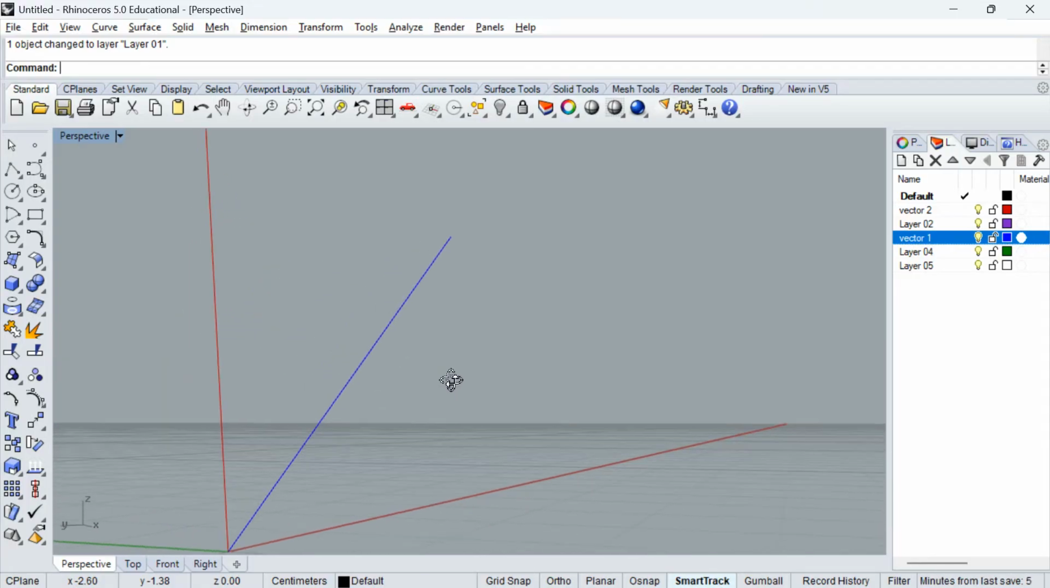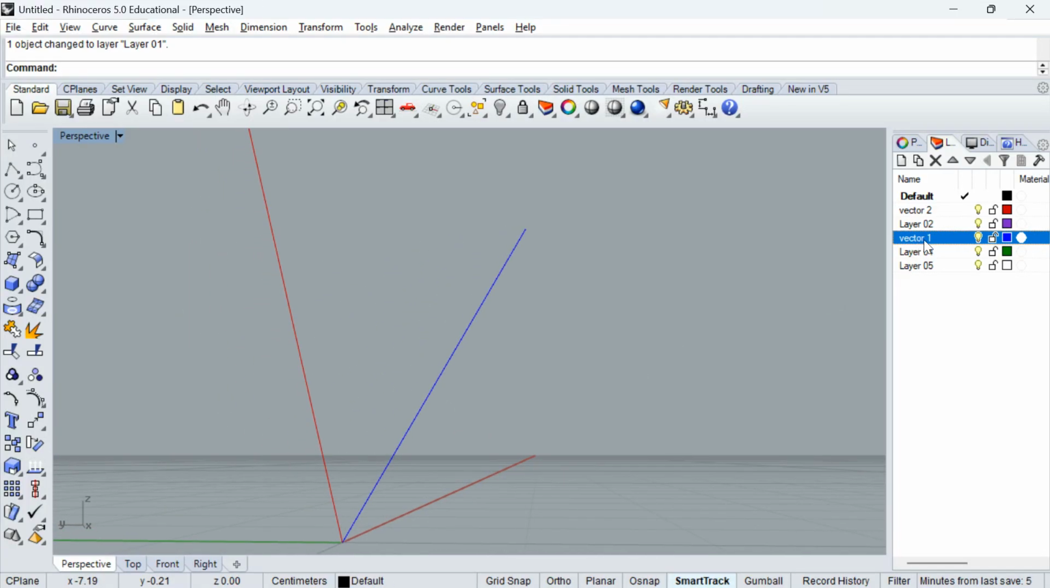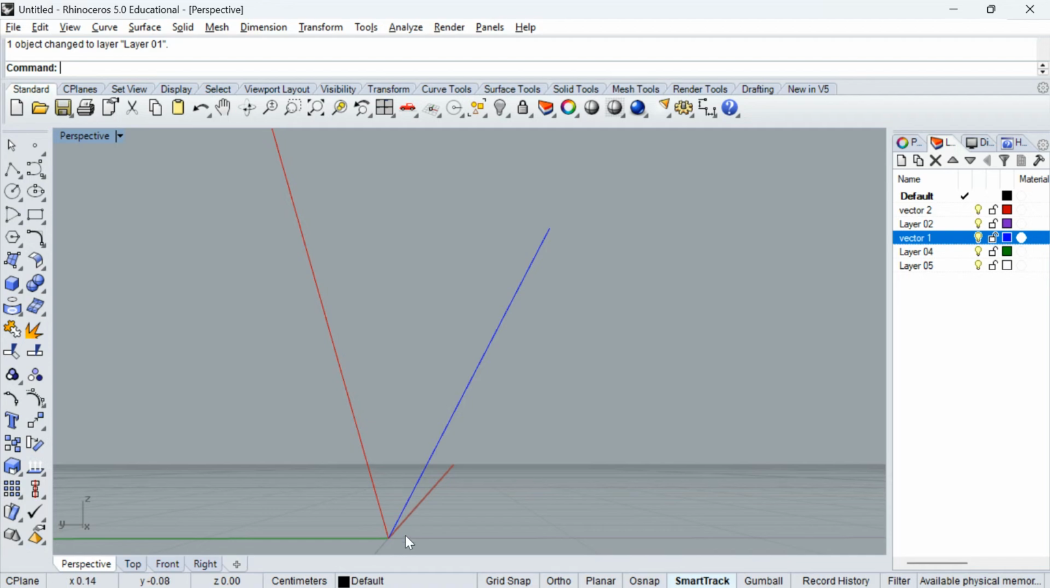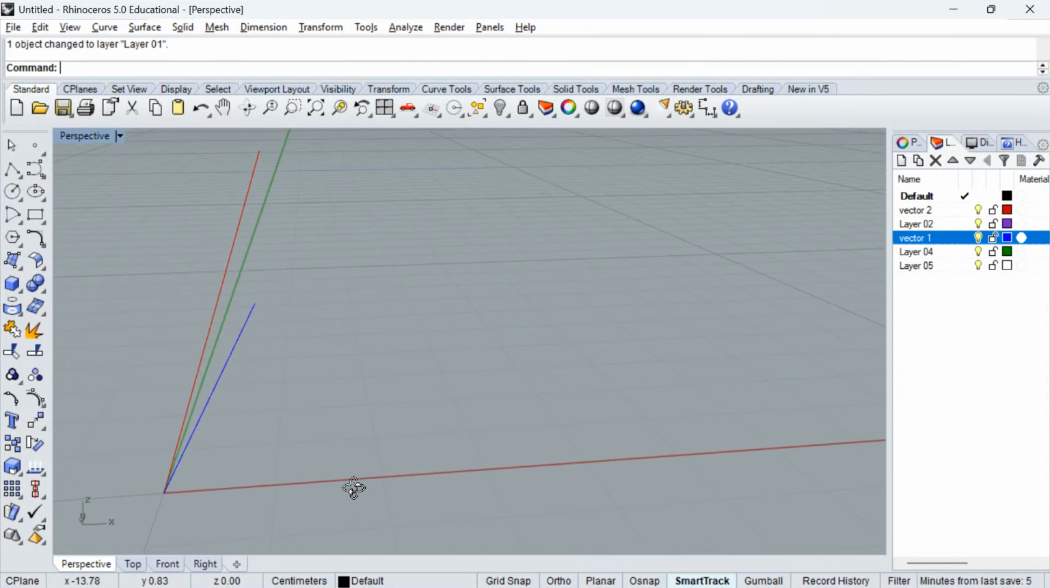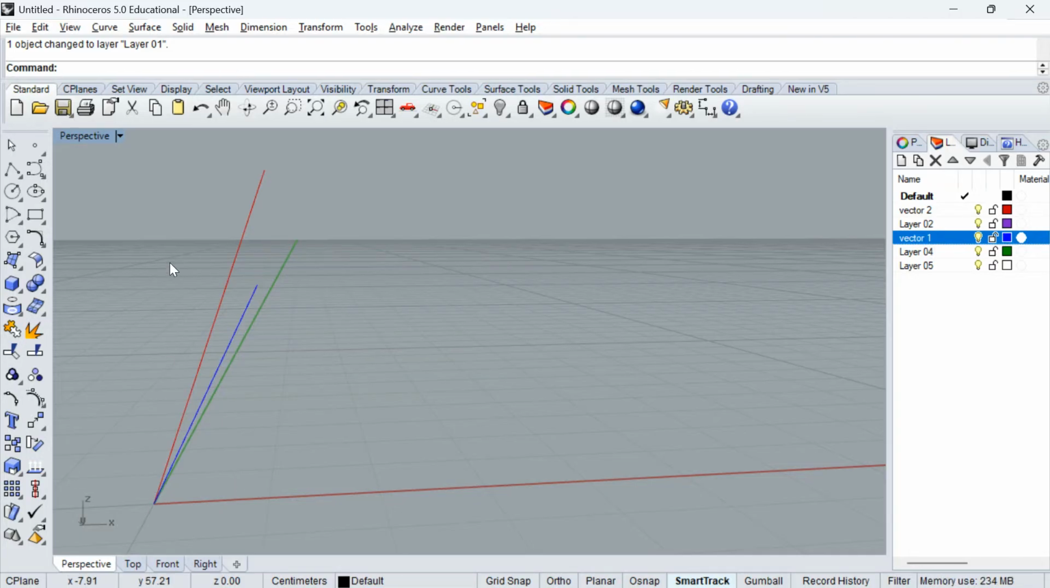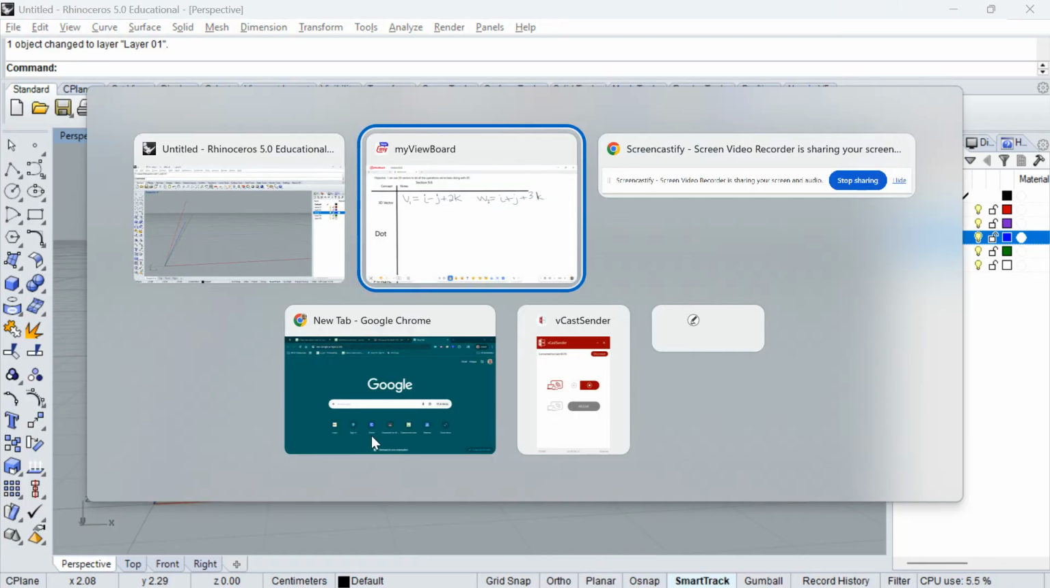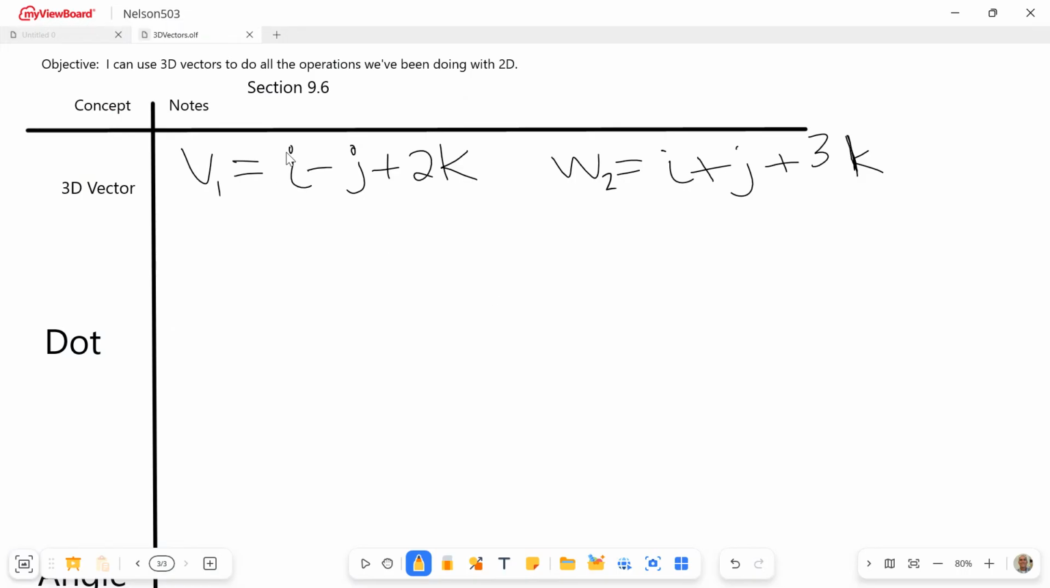But if you kind of look here, this blue one is vector 1, right? So you can see that it's going in the negative y direction. See, like this is the y-axis right here, and it's going that way. And it's going up in the z direction, and it's going to the right in the x direction along this red line. So that kind of makes sense, right? It's going to the right in the x direction, and then it's going down in the y direction, but then it's going up in the z direction. This one's 1, 1, and 3, so they're all positive.